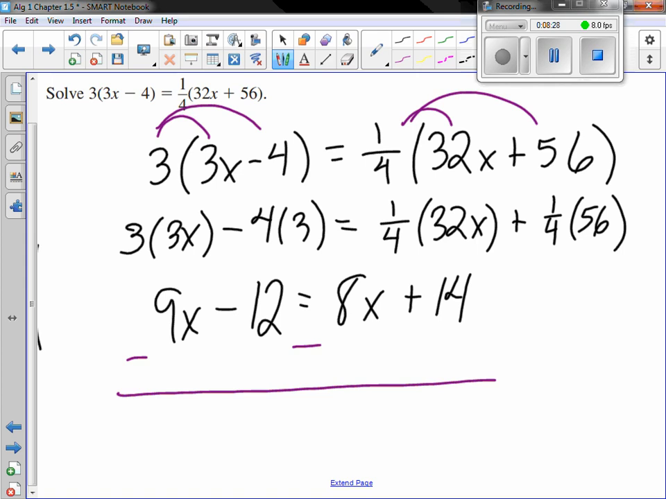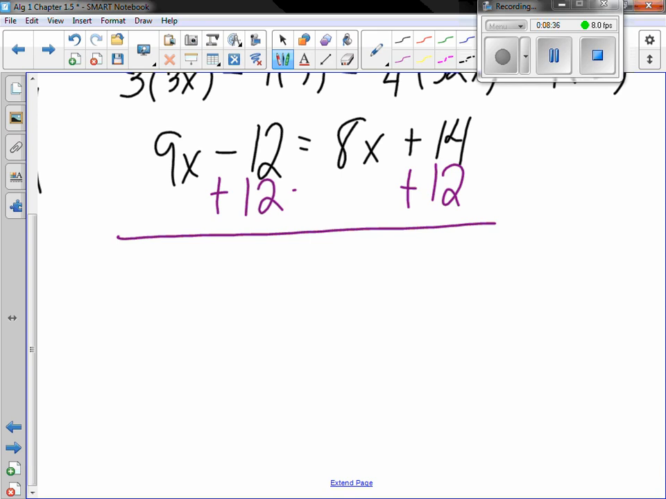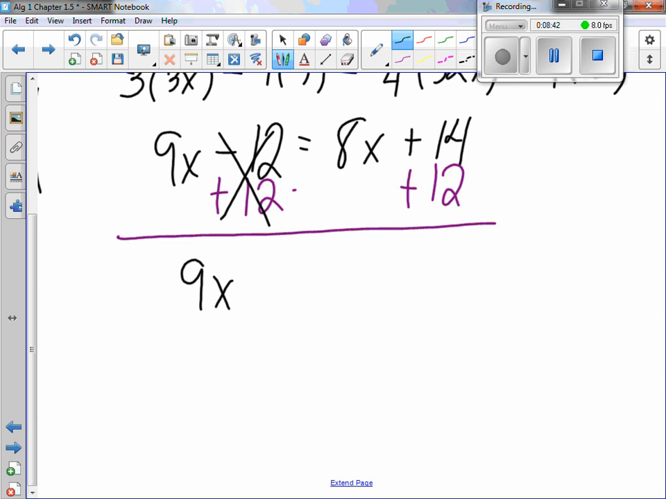Okay. We can do that first. That's fine. Because it doesn't matter if we do x or the number first, but we can add 12 to both sides. Because if we add 12 to both sides, negative 12 plus 12 cancels, yes? So I get 9x equals. Nothing changed with 8x, but 12 and 14 are like terms. And 12 plus 14 is what? 26.